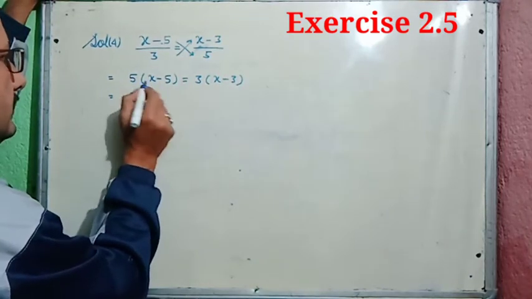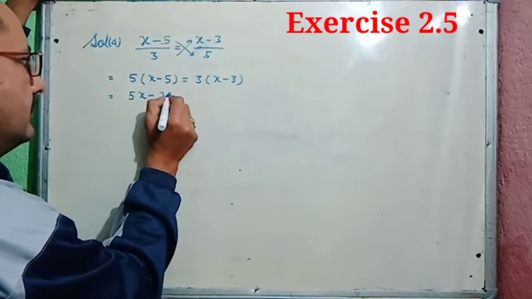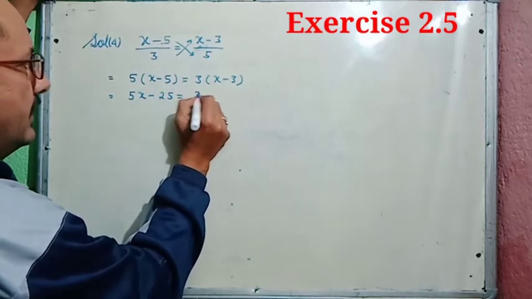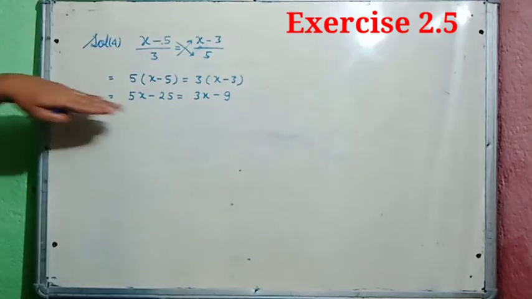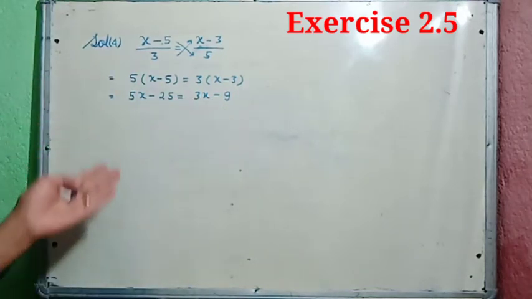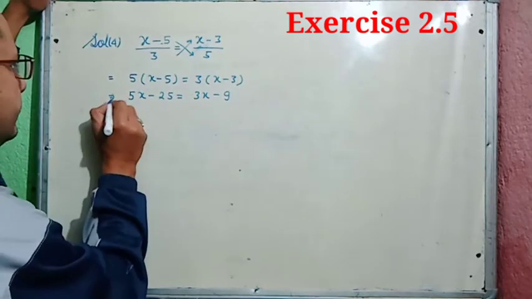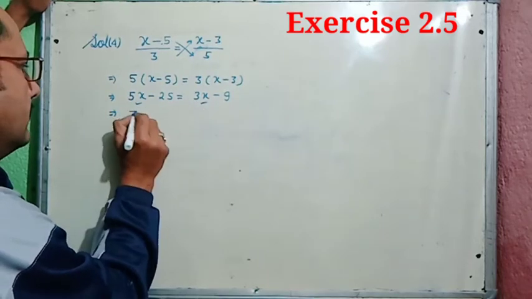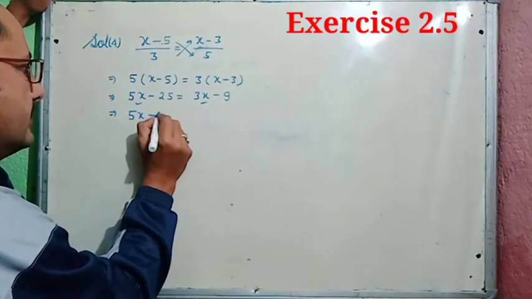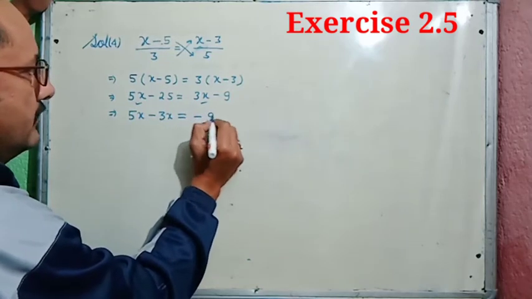Now we can multiply by using distributive property. 5x minus 25 is equals to 3x minus 9. When you have such condition, then you can separate variables and constant. This and this is variable. 5x minus 3x equals to minus 9 plus 25.